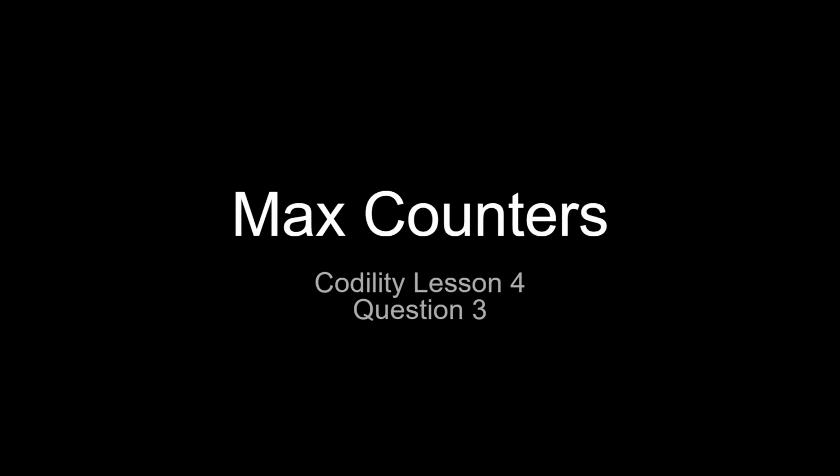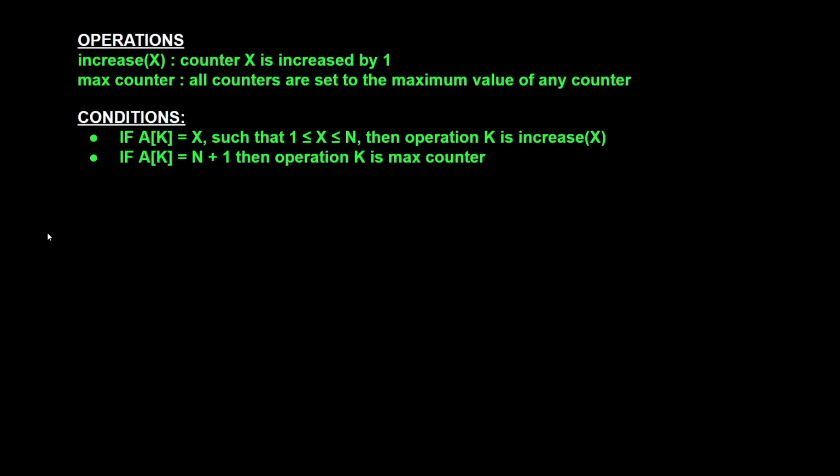You are given n counters, initially all set to 0, and you have two possible operations on them. Your first operation is increase x, so counter x is increased by 1. Then your second operation is max counter, so all counters are set to the maximum value of any counter. We have a non-empty array A of m integers, and this array represents consecutive operations.